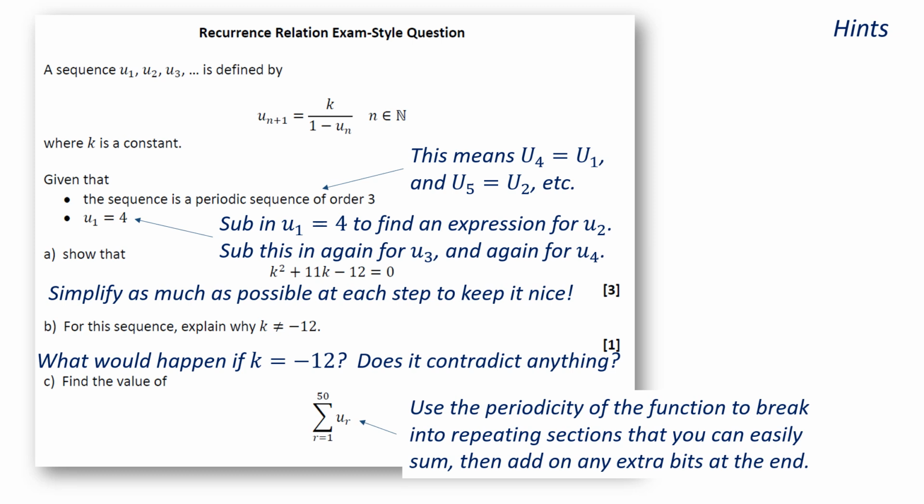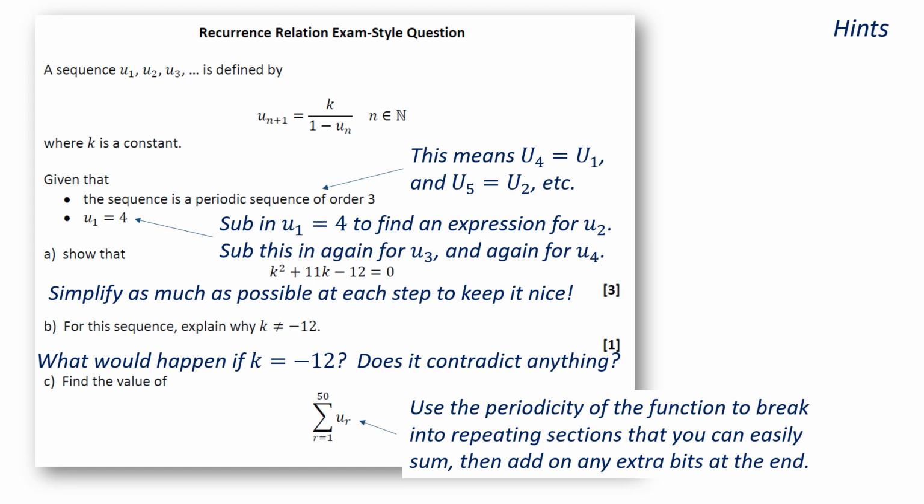You've got 2 possible values for k, and they're asking you to justify why minus 12 wouldn't work. Well, go back, substitute it in, and see what you notice. And then maybe try substituting in your other value and check that it gives you exactly what you're expecting. You have to think a little carefully about the definition of a periodic sequence of order 3 for this bit.